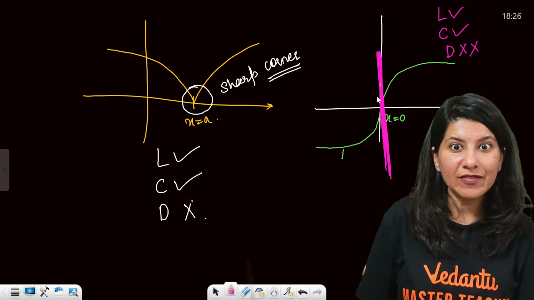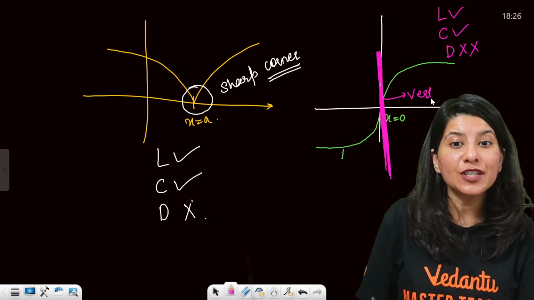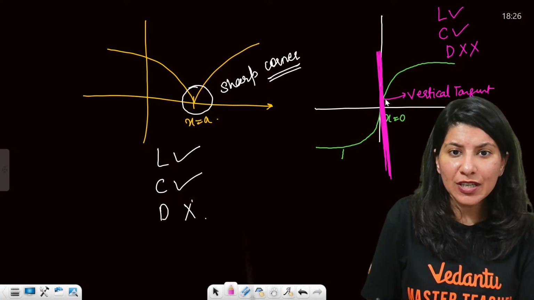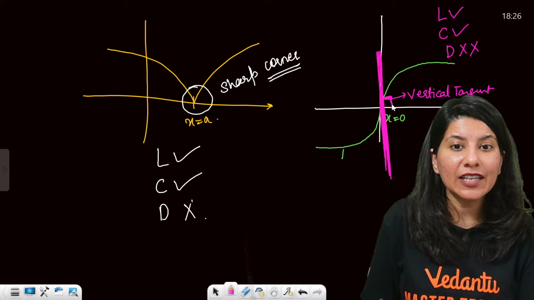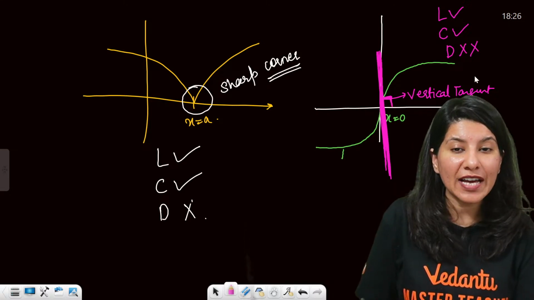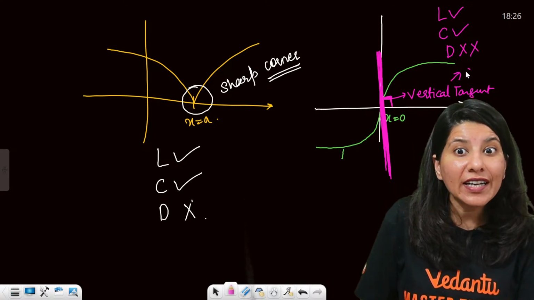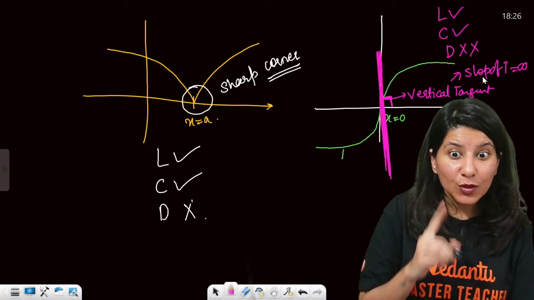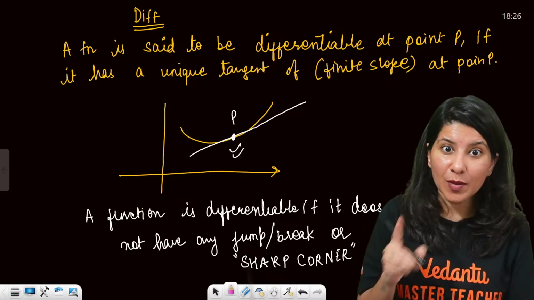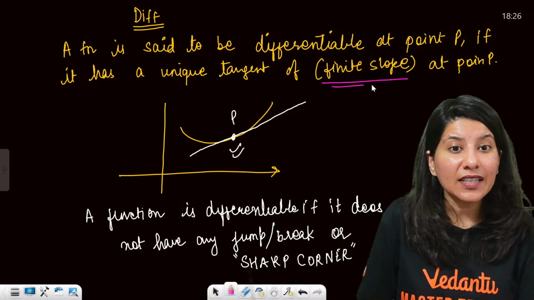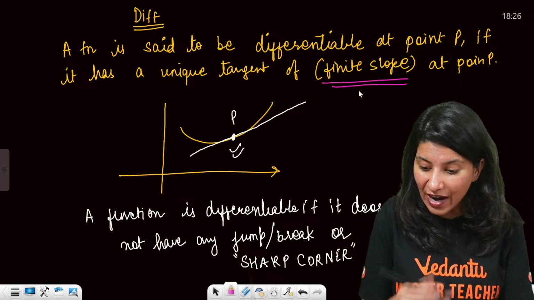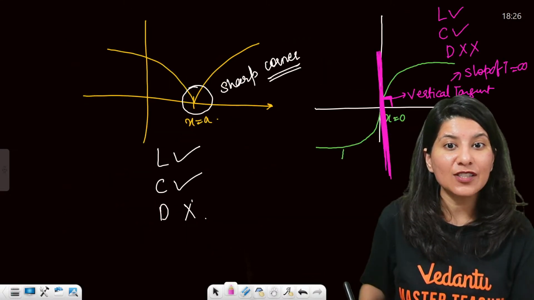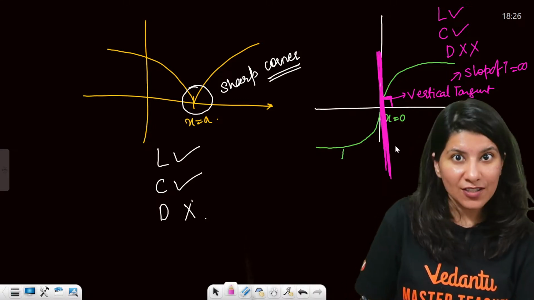So clearly we can see a vertical tangent over here. What is a vertical tangent? Basically the tangent is at 90 degrees from the x-axis. The slope of the tangent is not finite; the slope of the tangent is infinite. Let me go back to the definition: the tangent should be of finite slope, right? So the tangent is there.